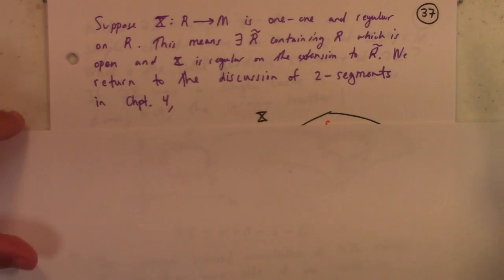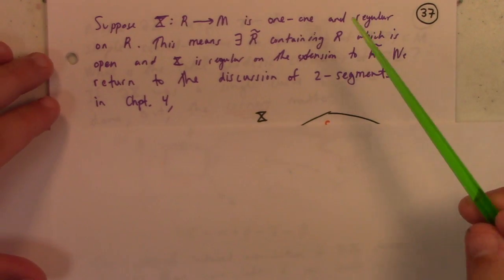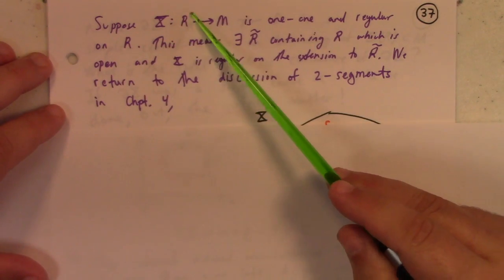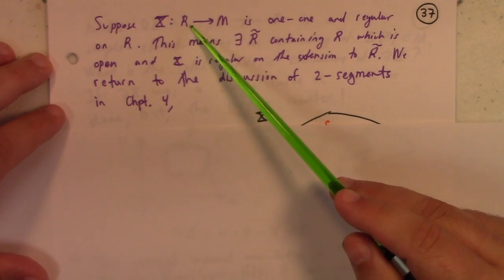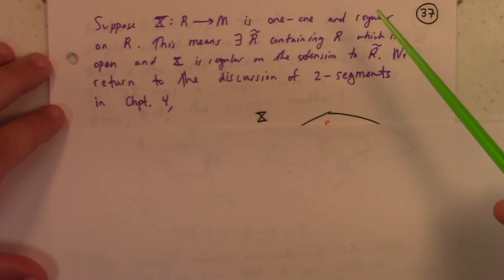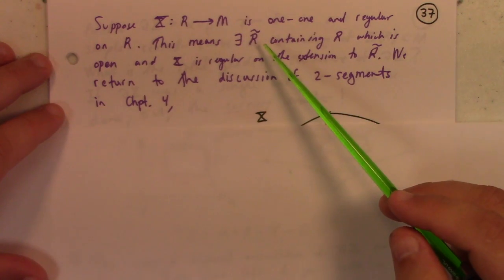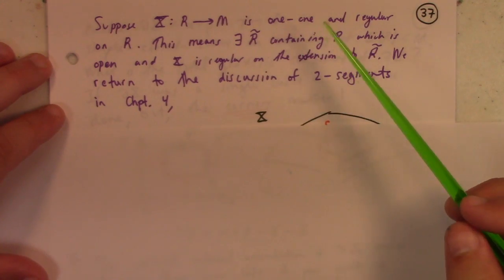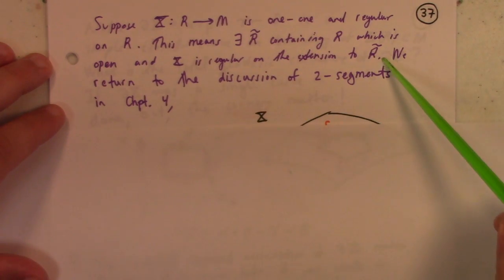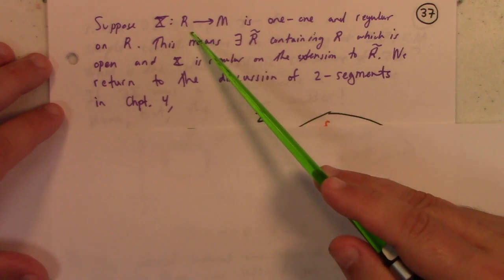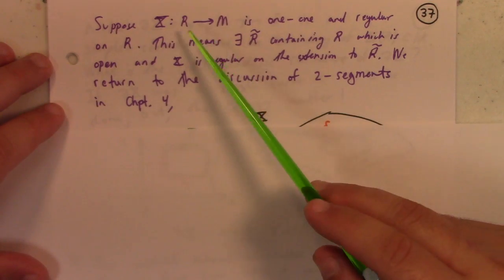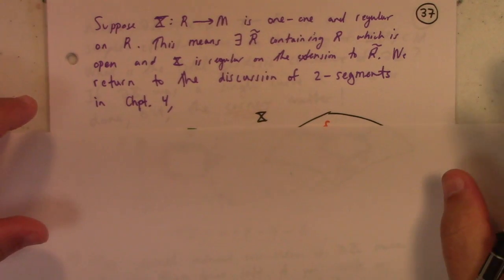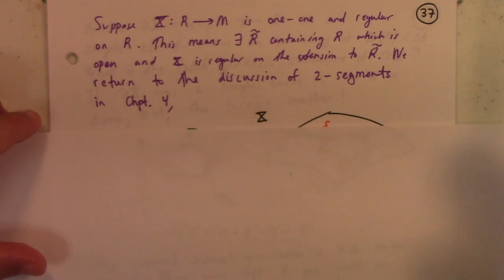Anyway, continuing, suppose we have a one-to-one regular map from some subset R of the plane to M, and this means that there is an R tilde, which contains R, which is open, and X is regular on the extension to R tilde. So R could be closed. If we talk about regularity on a closed set, that means you can extend to an open set on which it's regular, as we defined at the start.